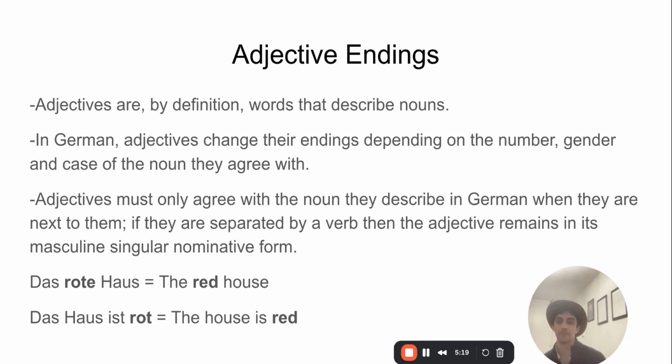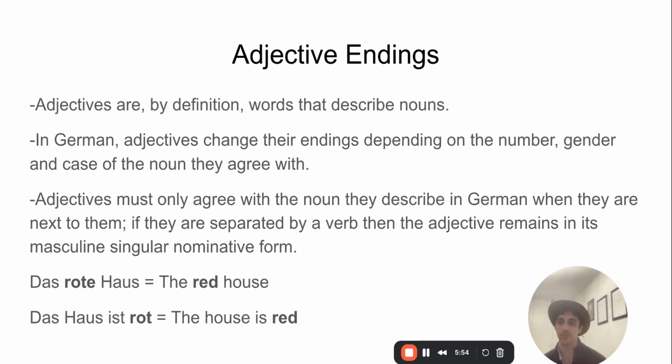If the adjective is next to or somewhat next to the noun it describes, but separated by words in between, say other adjectives, for example, that's still possible. And in that case, there would still need to be agreement between the adjective and the noun that it's describing in terms of number, gender, and case. But if there's a verb in between, then there is no agreement. Then the adjective stays in masculine singular nominative form, which is a lot easier. You don't have to think about what the correct form of the adjective is there.